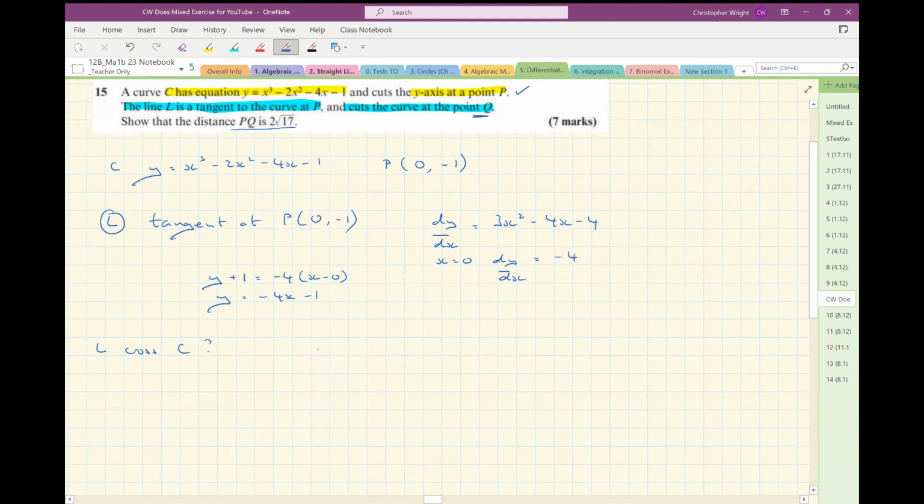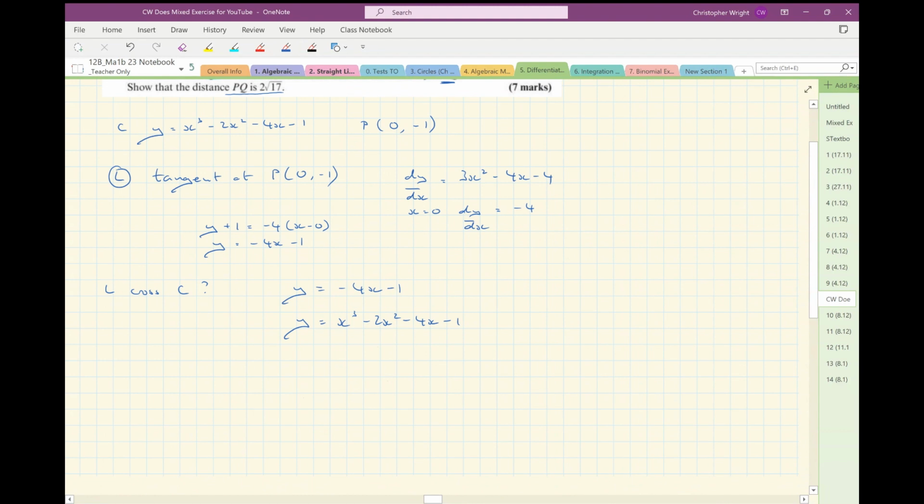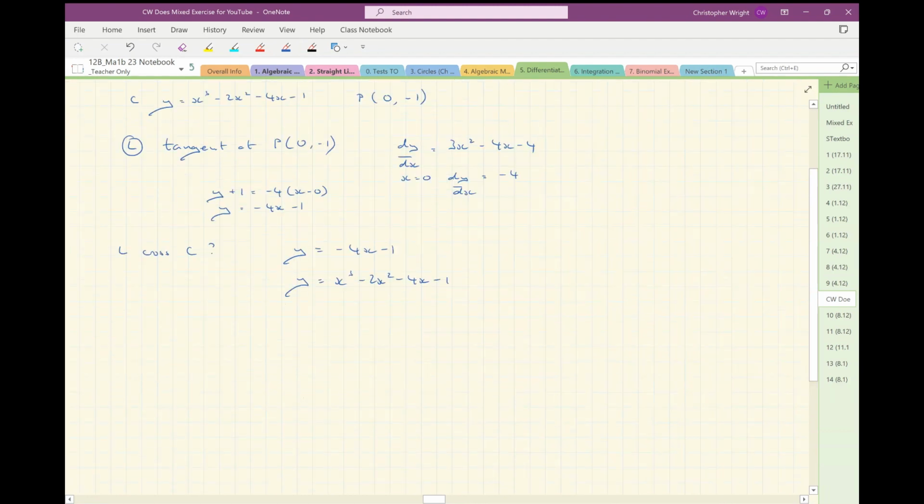So I've got the equation of L, and I've got the equation of the curve, and I'm going to need to solve those two equations simultaneously to find where they cross. So I'm going to have minus 4x minus 1 equals x cubed minus 2x squared minus 4x minus 1. Right, if I add 4x and add 1 to both sides, I have 0 equals x cubed minus 2x squared.